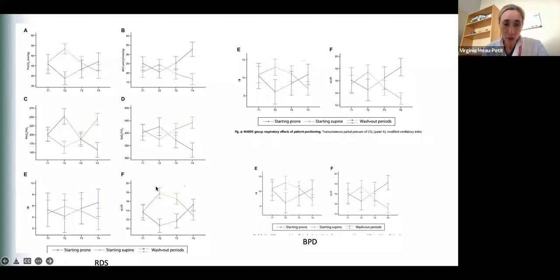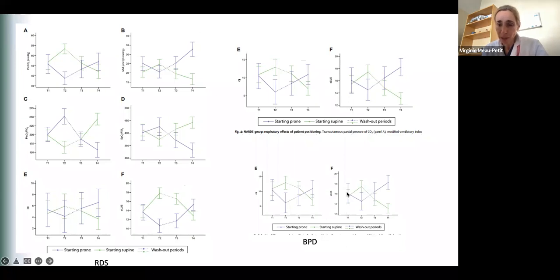So you can see some short effect here after 6 hours, but how would it be if you had left the patient for more than 6 hours? I'm not sure you still had the same benefit. Here is for the neonatal ARDS patient. So the same, you can see initially some benefit in terms of lung ultrasound score, but then it's increasing again when you put the patient supine.